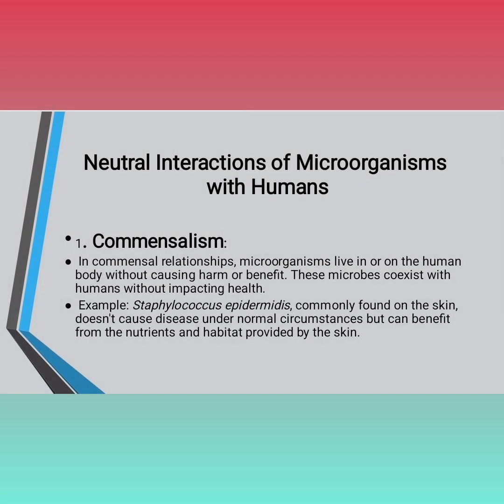First one is commensalism. Commensalism is a relationship between two living organisms on the human body without causing harm or benefit. Microbes coexist with the human without impacting health. For example, Staphylococcus epidermidis is commonly found on the skin but does not cause disease under normal circumstances, and it benefits from the natural habitat provided by the skin.